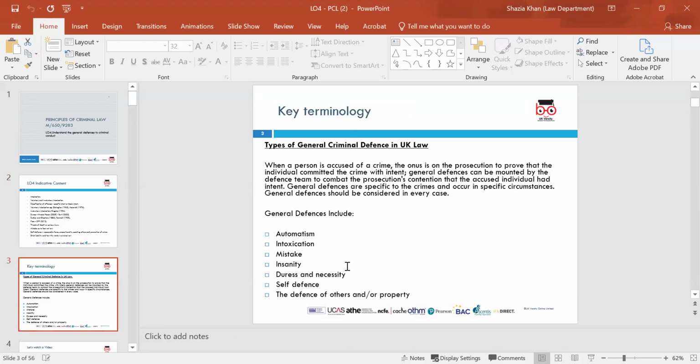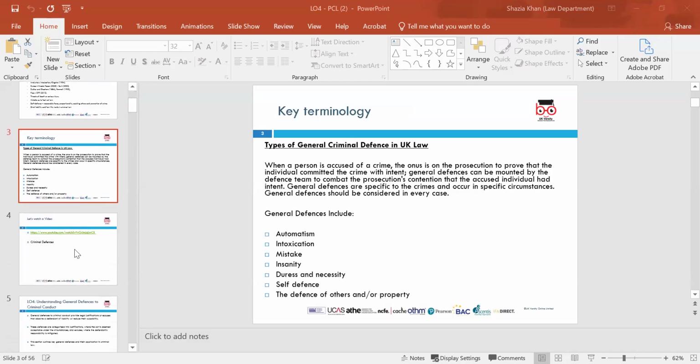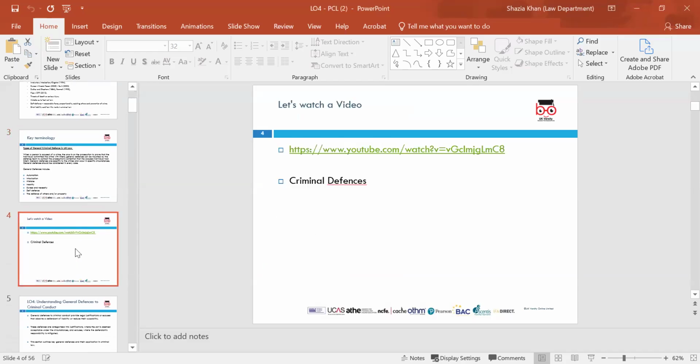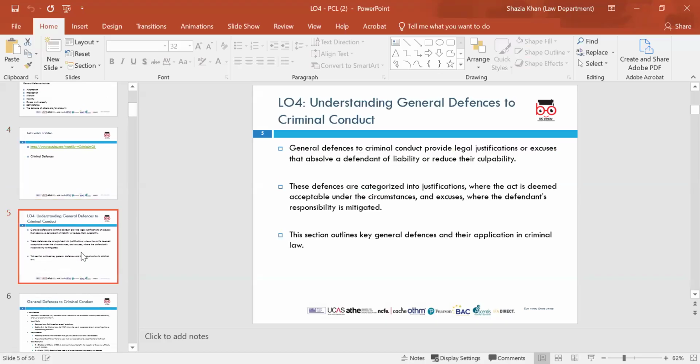So key terminology, general defences include things like intoxication, mistake, insanity, duress, and self-defence, which we'll be going through in more detail. The next element of that is a video that we've put on here that you can look at in your own time, and this looks at the criminal defences available within the criminal law and what they are. So it goes in detail. So have a look at that in your own time.